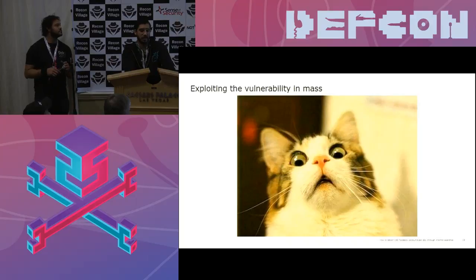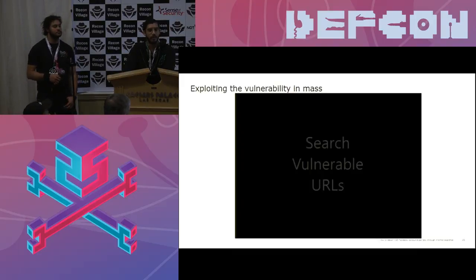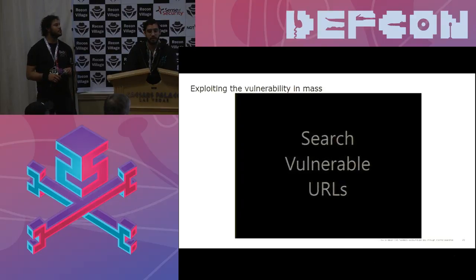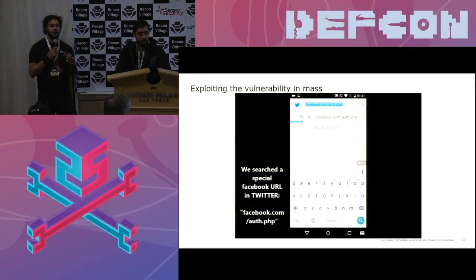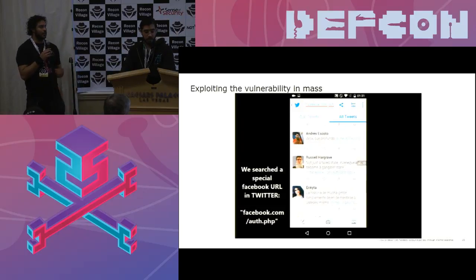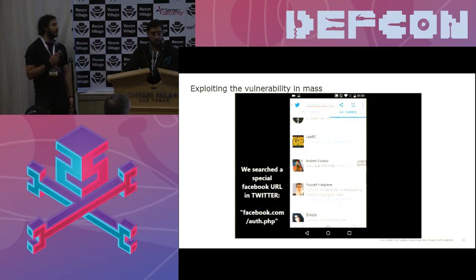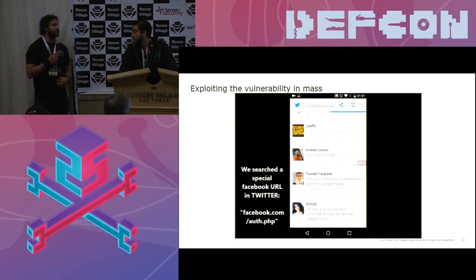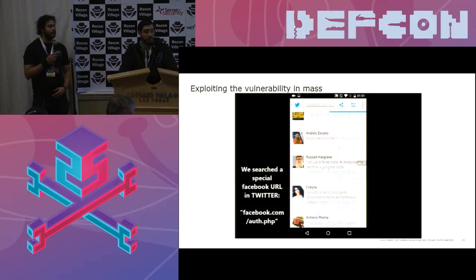And now, a couple of videos of this vulnerability. First, we see how to search for vulnerable links. We use Twitter in order to get these links that were shared within one to two days tops. And even then, those links were not always valid. However, you can find a lot of them within the application. So we use Twitter to look for this kind of URL.